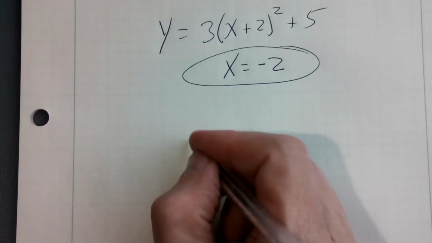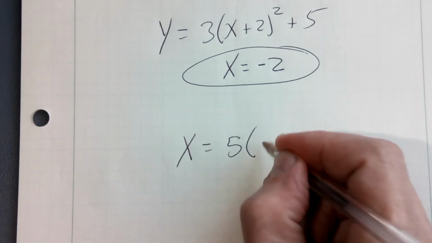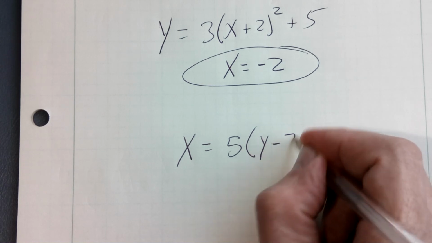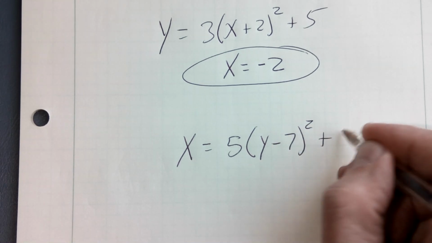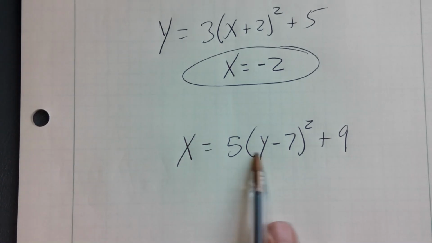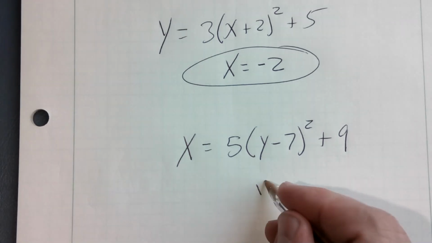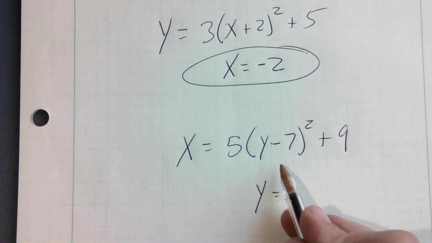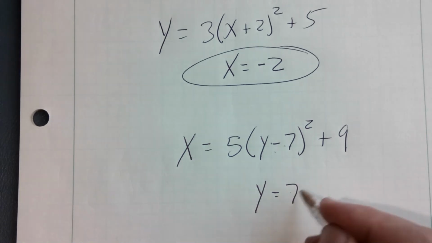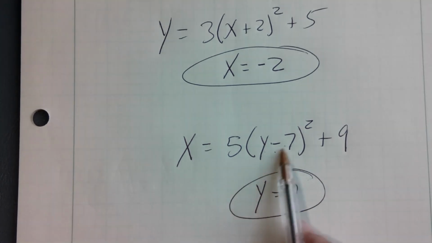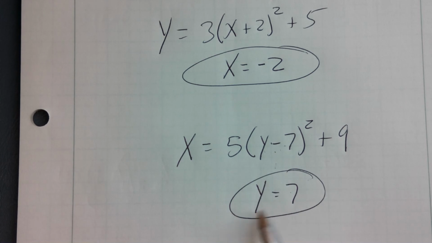Now, if I got x equals 5(y minus 7) squared plus 9, again, all that I care about is this factor that's being squared. So my axis of symmetry will now be y equals, not -7, but +7, because 7 minus 7 is 0. The axis of symmetry is horizontal.